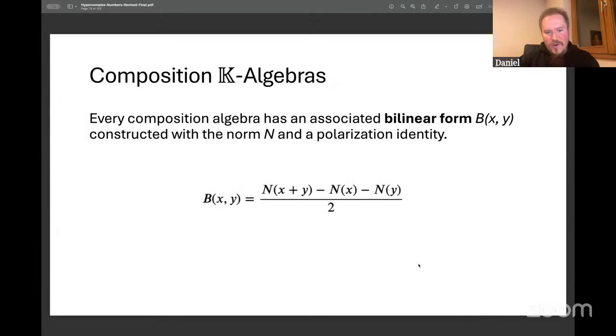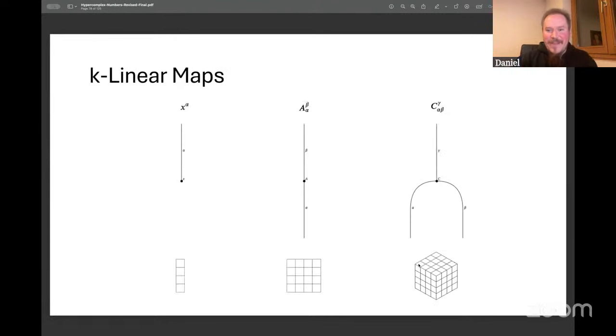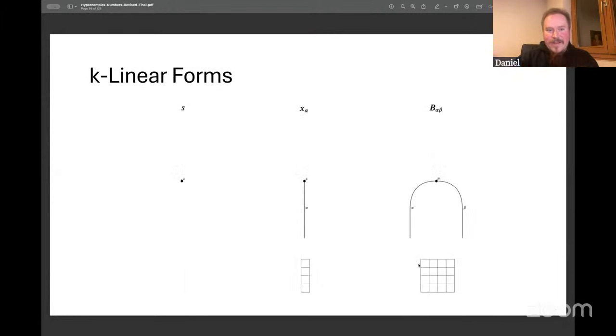And then once we have this norm, we can also come up with a bilinear form using this polarization identity, but I think I might skip over that. But I just wanted to mention that if you think back to how we represented our vectors, our linear transformations and our multiplication using these diagrams, the equivalent that we get if we just remove the outputs are generally called k-linear forms. And I've pictured them here on the slide. And this shows one example of where the placement of the indices matters.